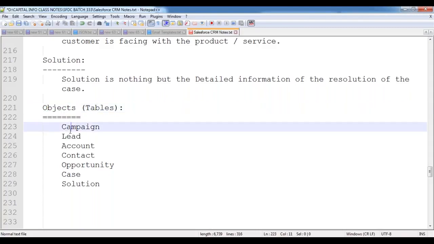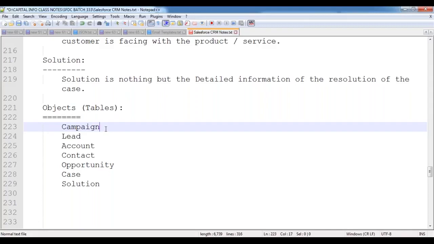Now here in this case, as part of CRM, we are using various objects. The campaign object, that means the campaign table, contains all the marketing related information. The lead table holds all the lead records information. The account table has all the customers information. The contact table has all the customers contact details. The opportunity table has revenue information. The case table has problems information, nothing but customers problems information. The solution table has all the customer solutions: for the cases raised by the customer, the solutions that we have offered are available inside that solution object.